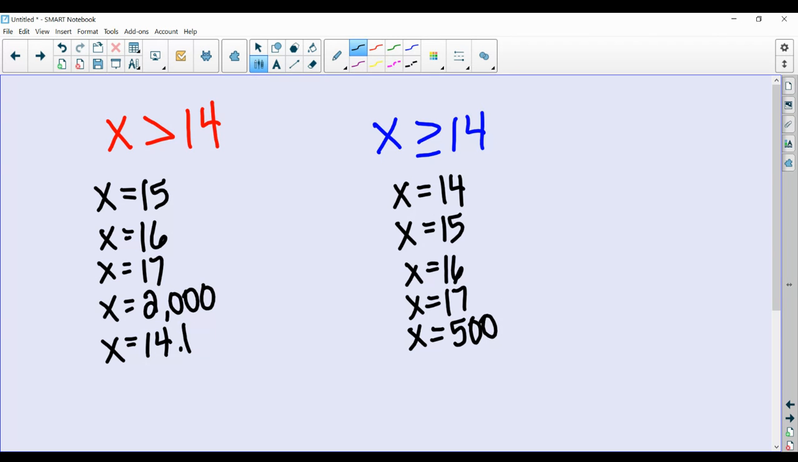So there's really infinite possibilities of what x could be, but it's important to look for this line at the bottom because if there's a greater than or equal to symbol, then that means that the number itself is fair game as a solution.